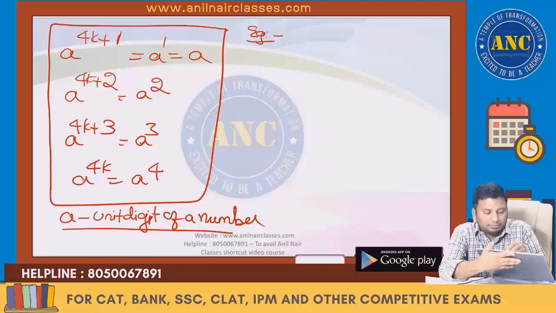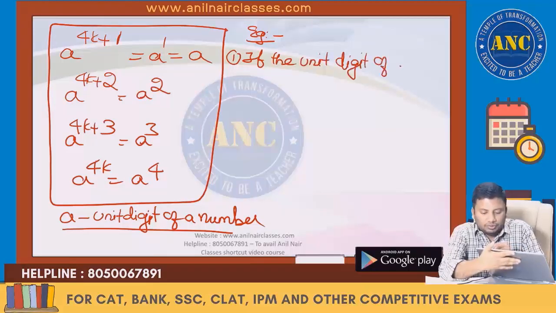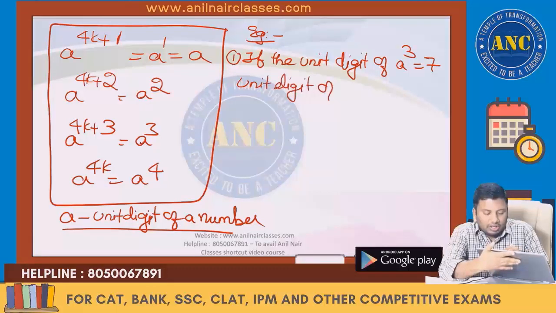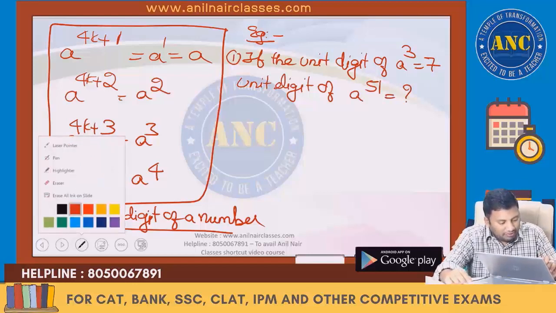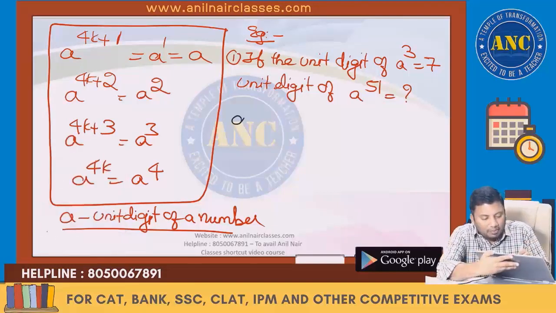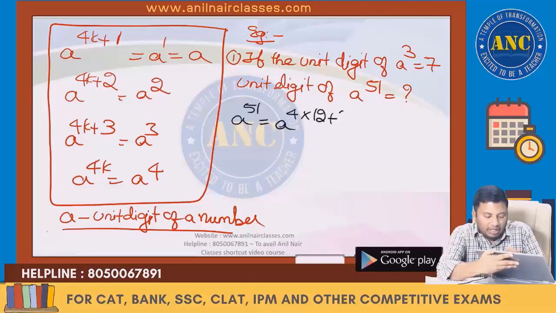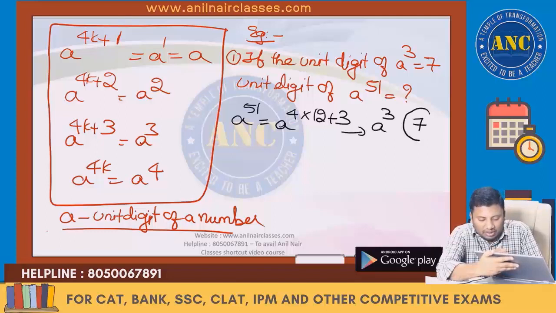Examples. First one: if the unit digit of A cube is 7, what is the unit digit of A power 51? A power 51, divide the power by 4. 4 into 12, 48, plus 3. A power 4k plus 3, I will get A power 3. A power 3 unit digit is 7.